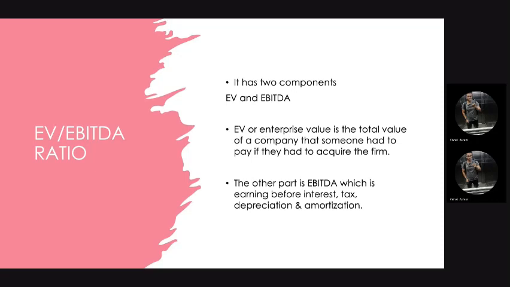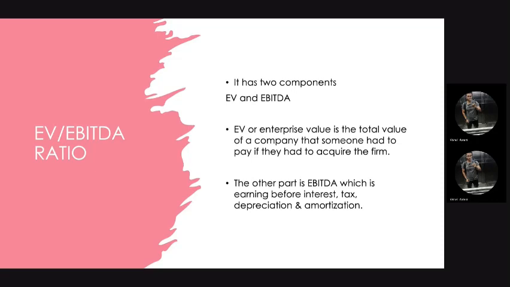The other part of the metric is EBITDA, which is also known as operating profit. It is basically the earnings before interest, tax, depreciation, and amortization.